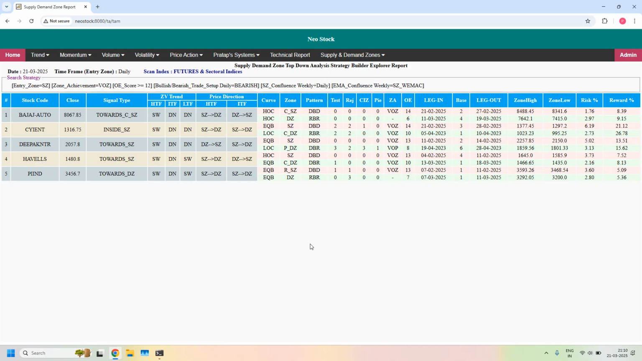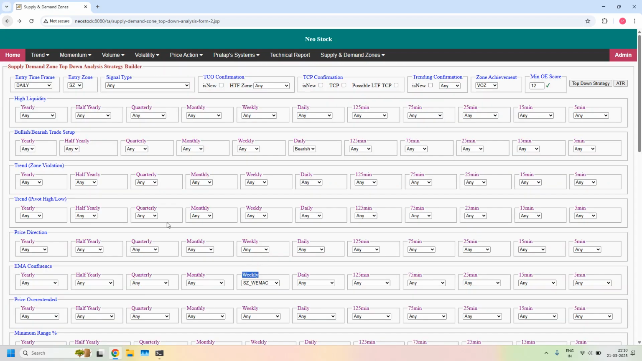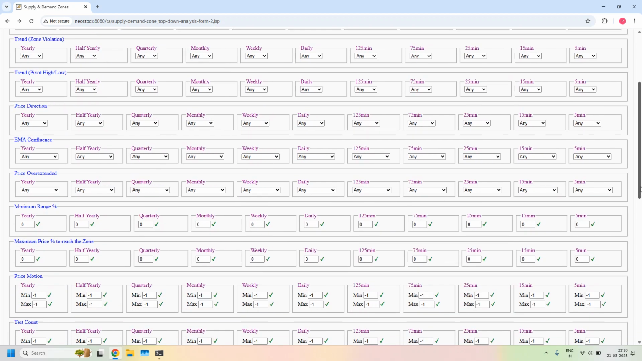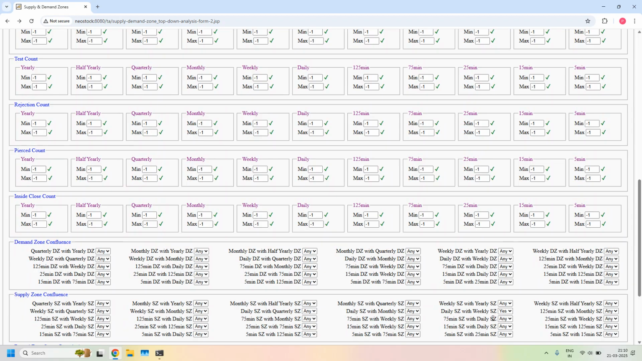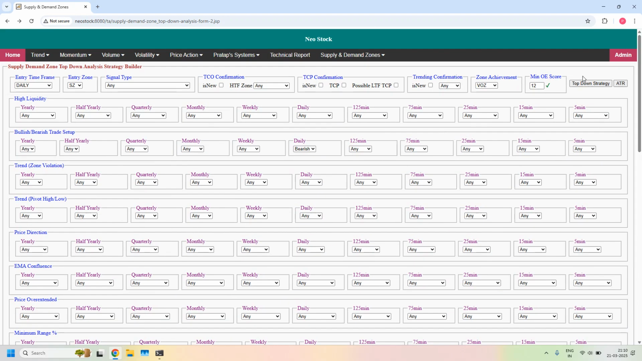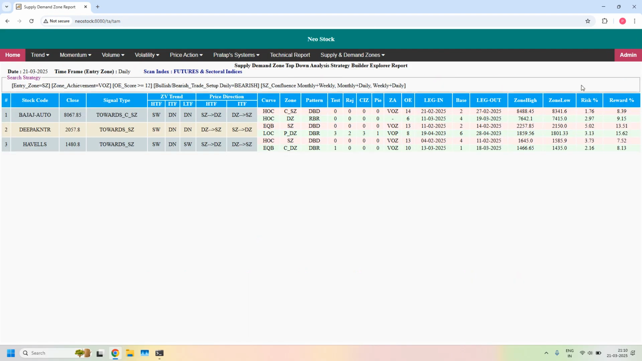Okay, next we will look into LTF, ITF and HTF supply zone confluence supported stocks. Going back, removing this EMA filter, in the supply zone confluence, I should set 3 filters. First filter is already enabled, daily with weekly. Next, daily supply zone with monthly supply zone confluence. Weekly supply zone with monthly supply zone confluence. With all the 3 filters, LTF, ITF, HTF supply zone confluence, we got 3 stocks.